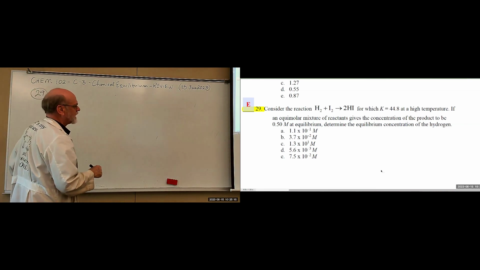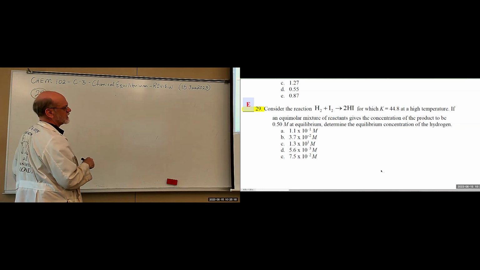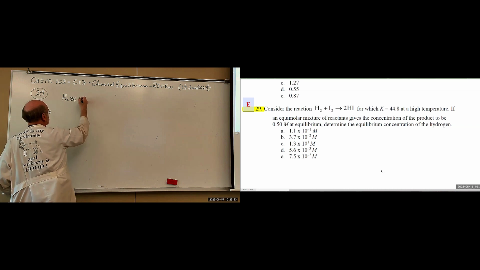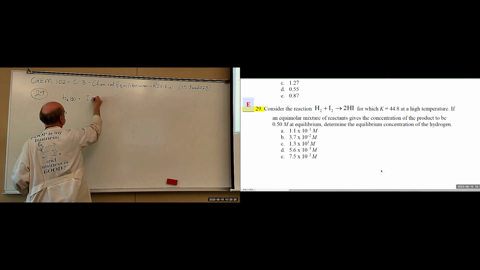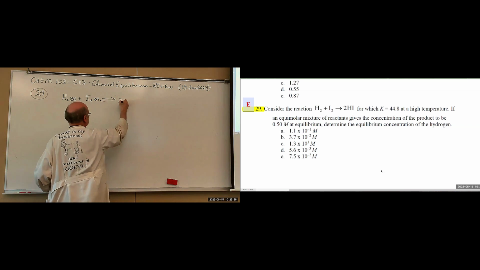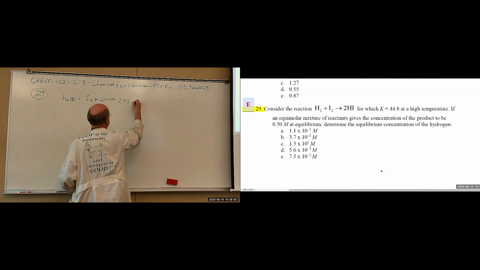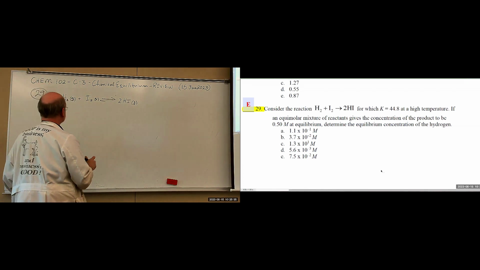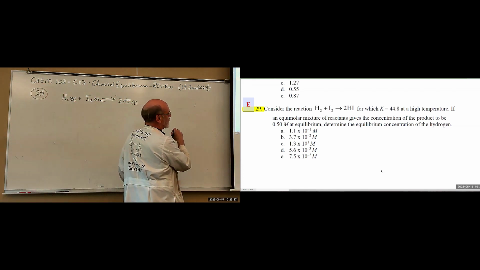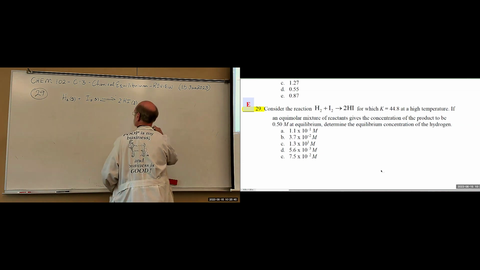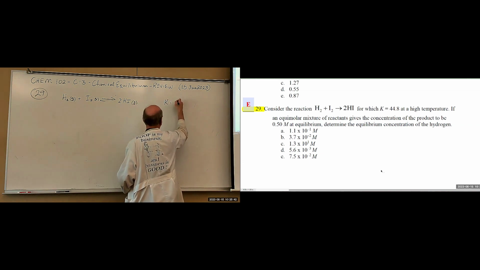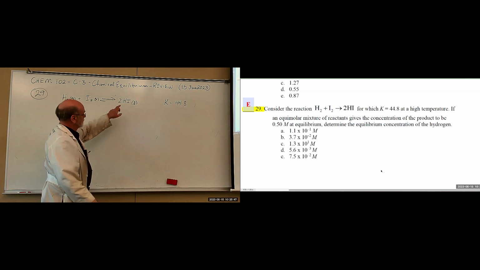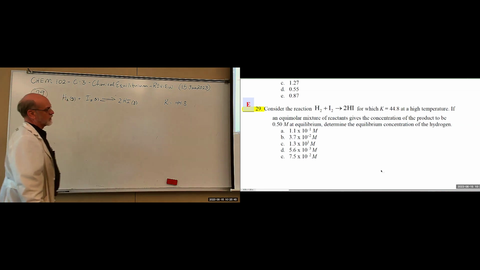Consider the reaction: hydrogen plus iodine is 2HI. We did that before. Hydrogen, it doesn't tell us that that's the gas, but it is. And this is a solid. 2HI, which is also a gas, for which K is 44.8 at a high temperature. Right, so at a very high temperature, the product is favored.